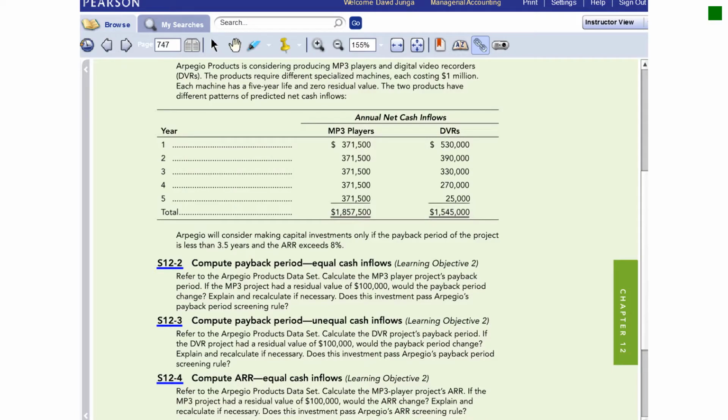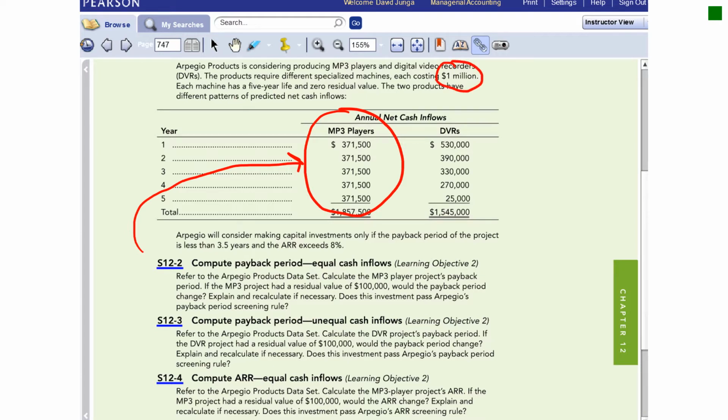Okay, so for this exercise, I'm going to show you again an example of a payback period using equal cash flows. We're going to be using exercise 12-2, but we're using the data from 12-1, and we're going to compute the payback period for these MP3 players. And notice that the initial investment up here is $1 million.